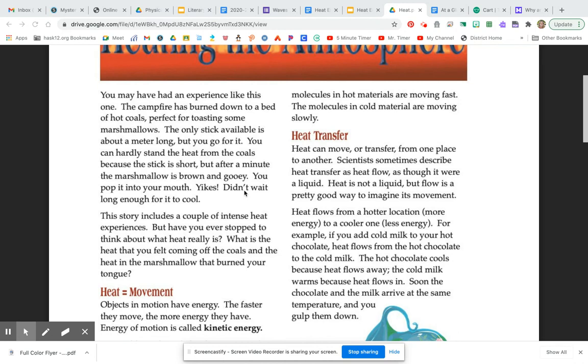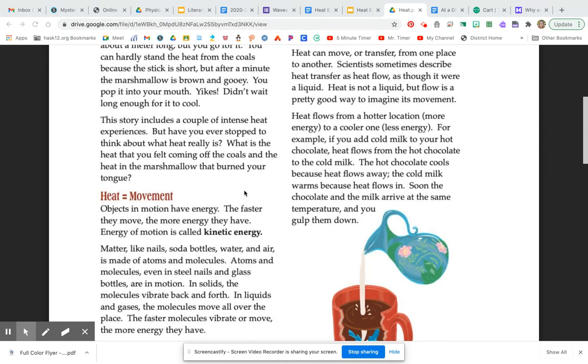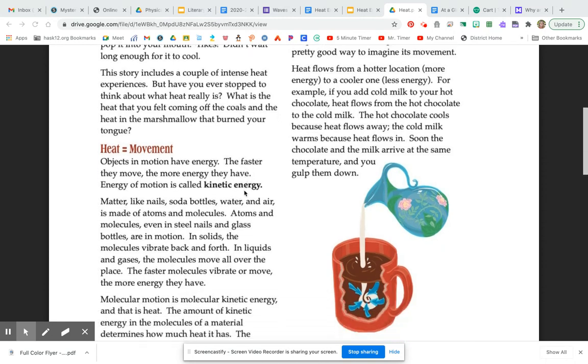This story includes a couple of intense heat experiences, but have you really stopped to think about what heat is? What is the heat you feel coming off the coals and the heat in the marshmallow that burns your tongue? Heat equals movement. Objects in motion have energy. The faster they move, the more energy they have. Energy of motion is called kinetic energy.